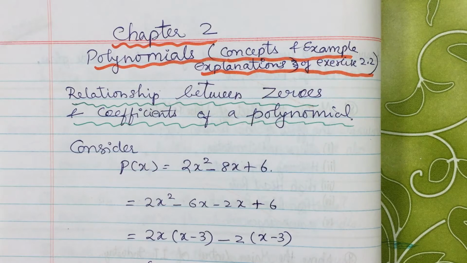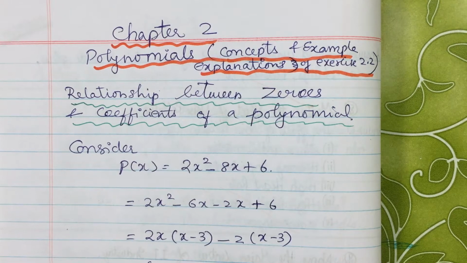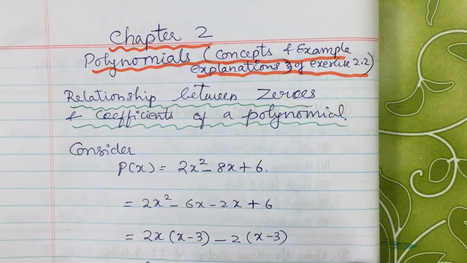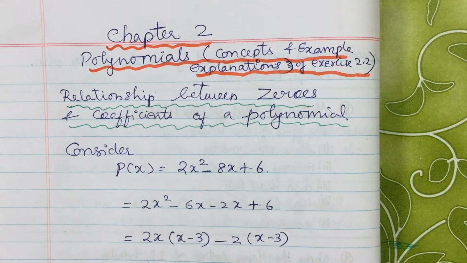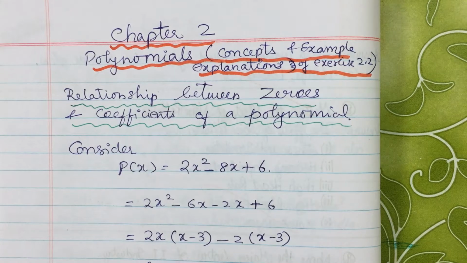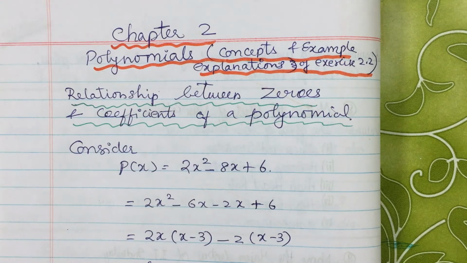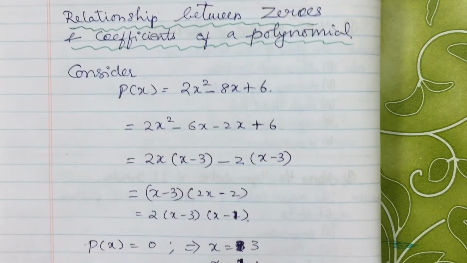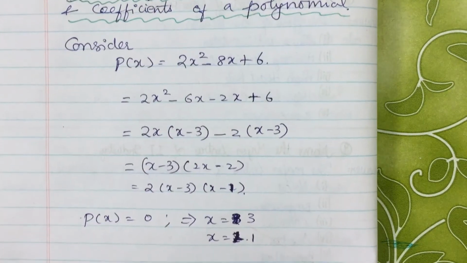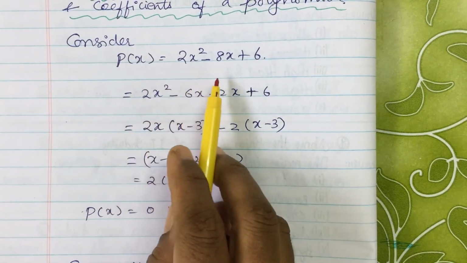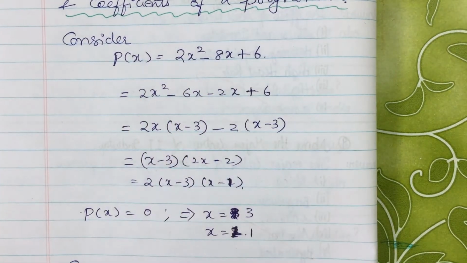You are going to learn chapter 2, polynomials, and particularly the concepts and example explanations related to exercise 2.2. The subtopic you are going to learn here is the relationship between zeros and coefficients of a polynomial. The same thing you would have studied in the last video for a linear polynomial. Now I am going to consider a quadratic polynomial.